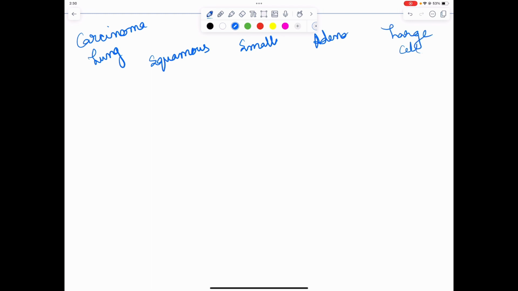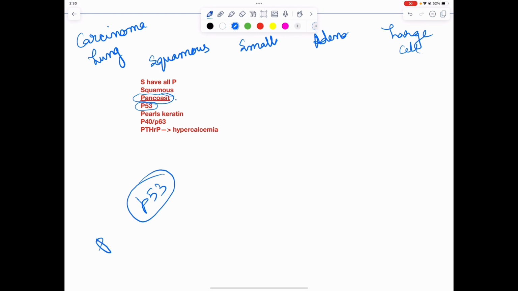Remember, squamous cell carcinoma has all P's. So it is associated with Pancoast tumor. It is defective with P53. Since it is P53, defective P53 will be marked by P40 and P63, that is on both sides. Then we have keratin pearl, and they have parathyroid hormone related protein high, and therefore we have hypercalcemia in paraneoplastic.